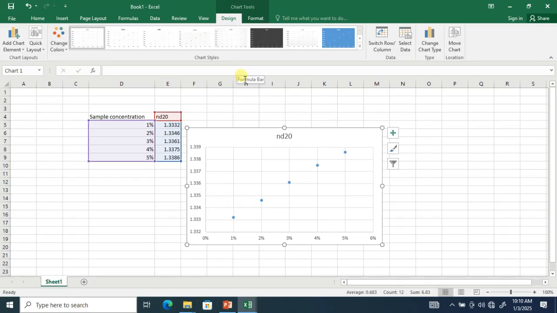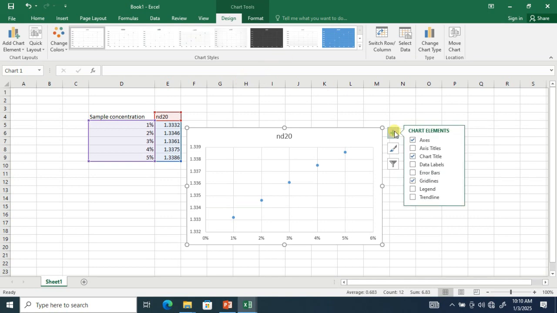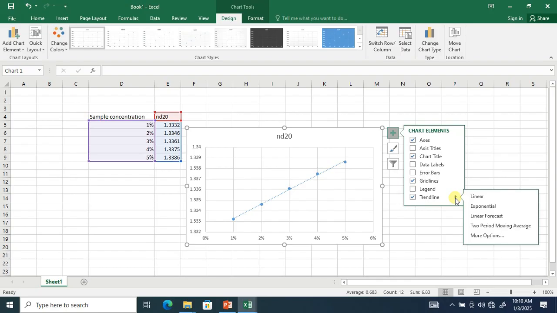Now in order to get the line, we'll go to this plus sign. Then one by one we go through chart title and error bars, but the main thing is you have to go for the trend line. So first we'll go for this trend line. See, the line is coming. Now we will go to this option and choose linear. Why linear? Because it's a linear curve, y equal to mx plus c.